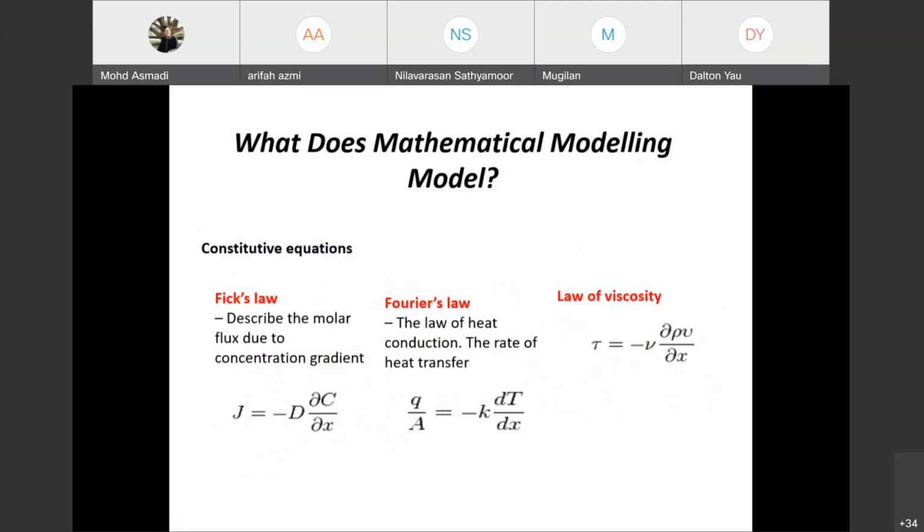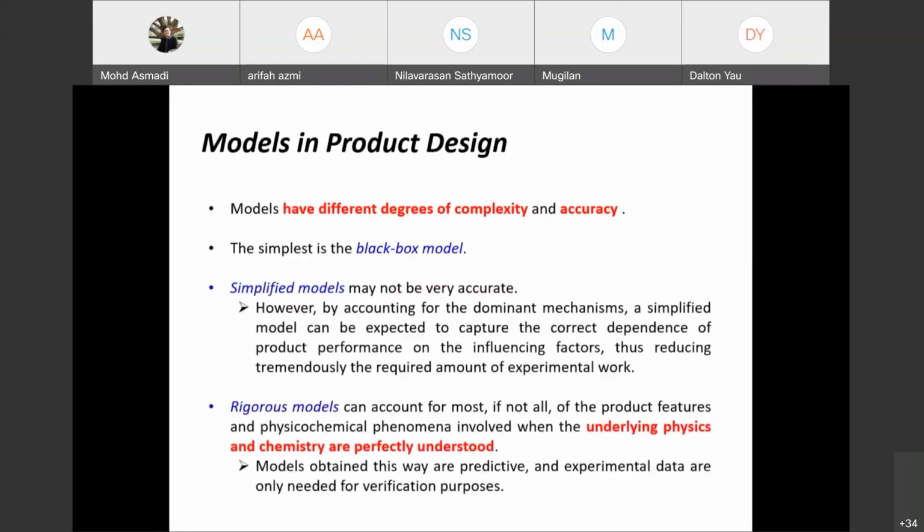Models actually have different degrees of complexity. We can divide them into three. If you want to use these modelings, they can be differentiated depending on complexity and also accuracy. The simplest one is the black box model. The second one is the simplified model. Black box models also have limitations. Sometimes the phenomenon is poorly understood, and because it is the simplest model, we need extensive experimental effort. We need to do more experiments.